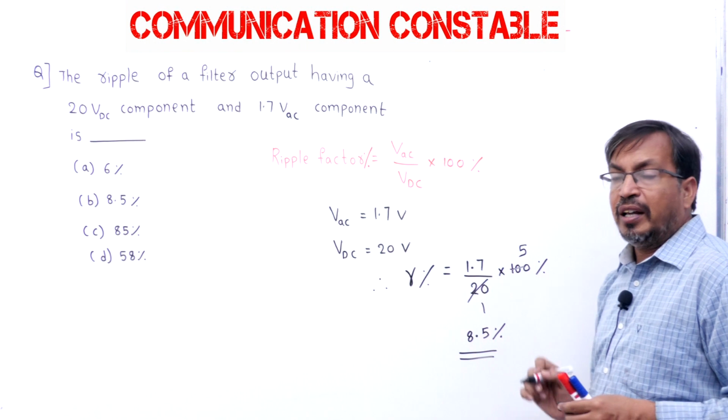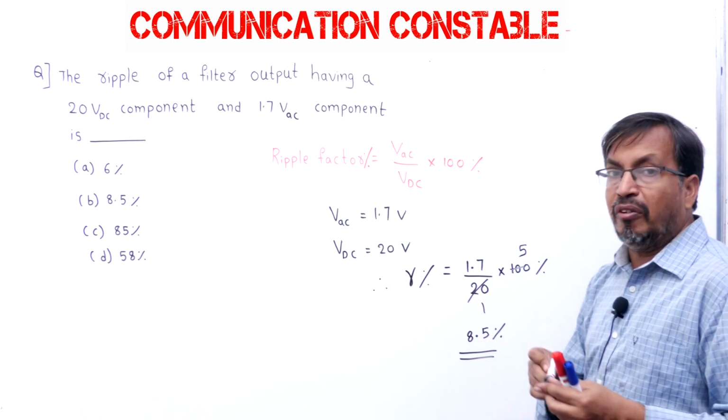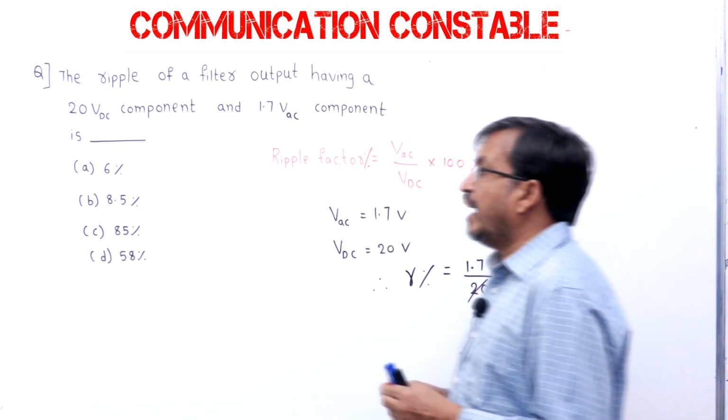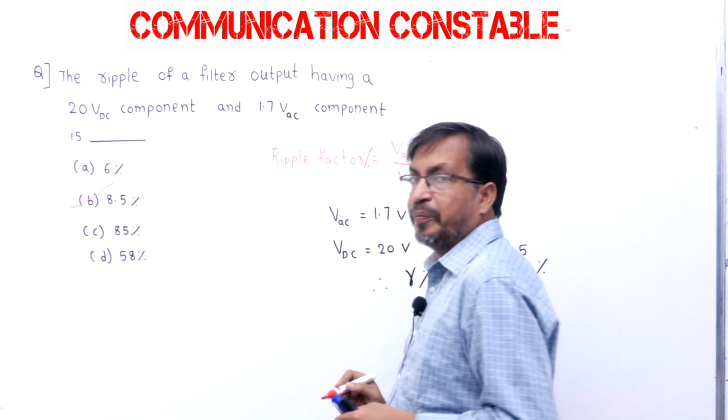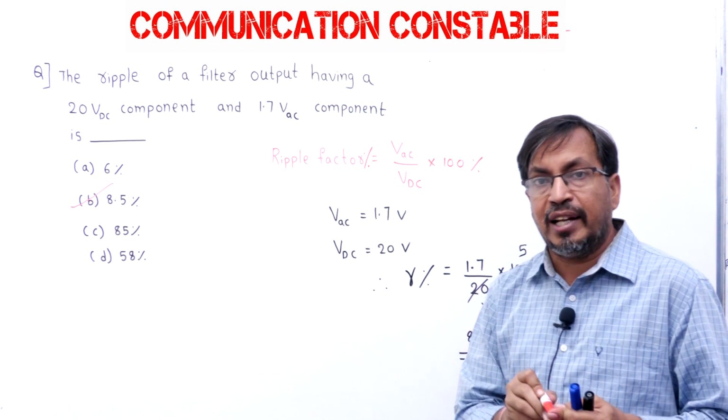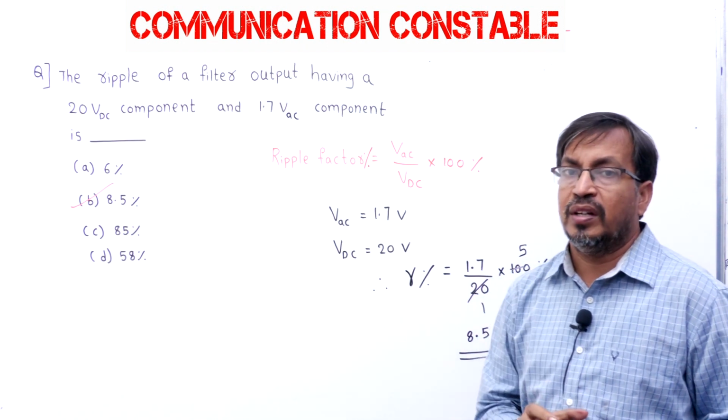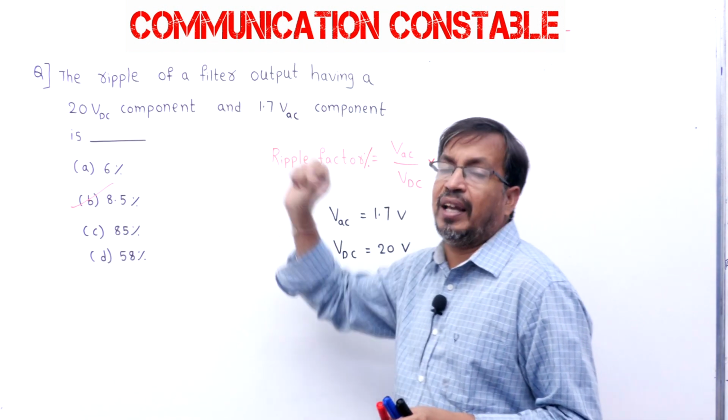What is the ripple factor value here? The ripple factor value is 8.5 percent. This is the answer. Sometimes they will ask theoretical questions also. What is the function of filter?